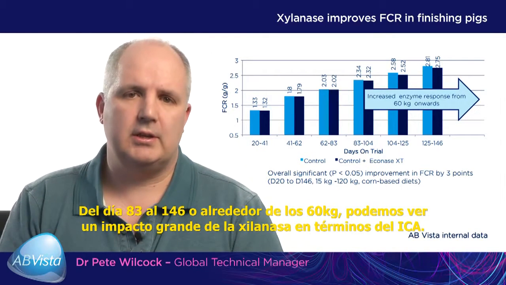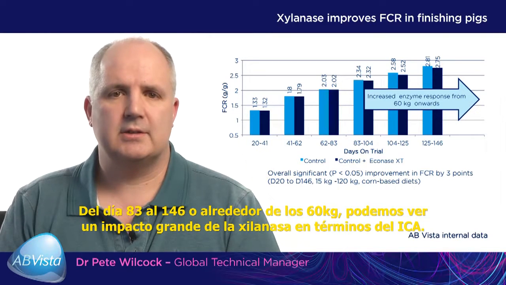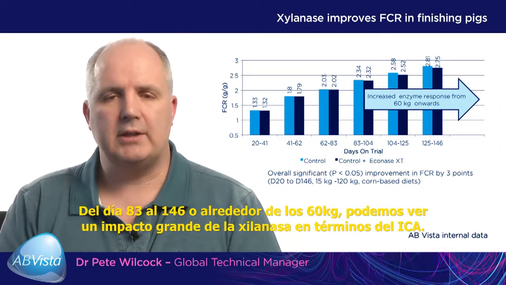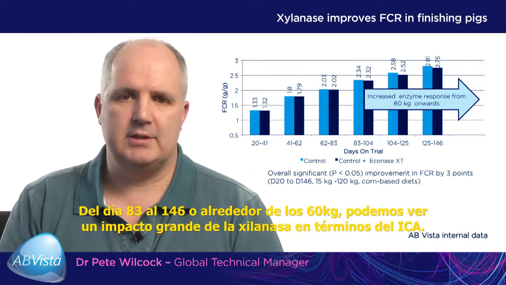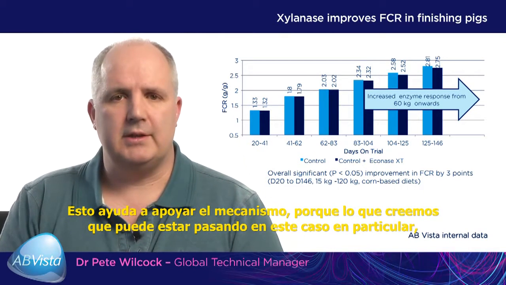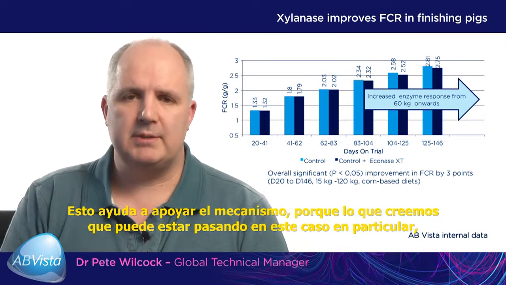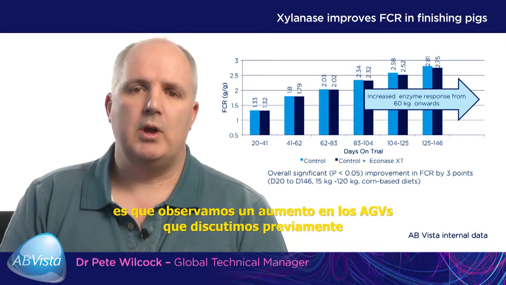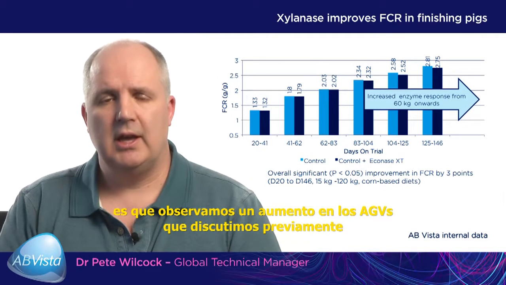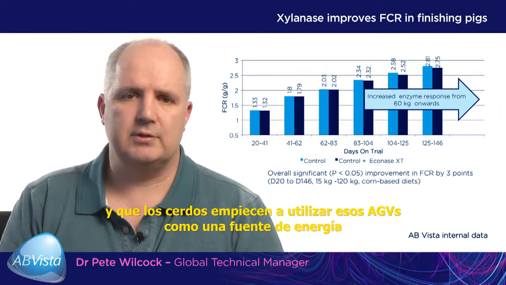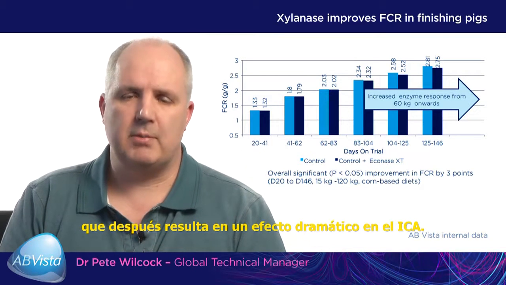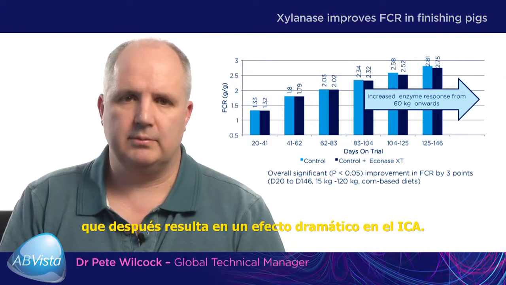From day 83 to day 146, or around about the start of 60 kilos, you can see quite a large impact of the Xylanase in terms of feed conversion ratio. This helps support the mechanism. Because what we believe may be happening in this particular case is that we are seeing an increase in the volatile fatty acids that we had discussed previously, and that the pig can start to utilize those volatile fatty acids as an energy source, which then results in this dramatic effect on feed conversion ratio.